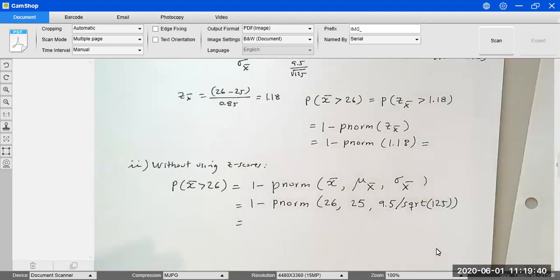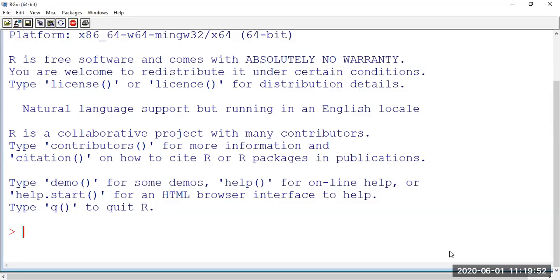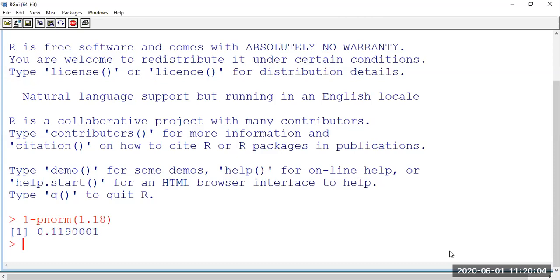So this is the second way to get the answer. Let's use R to find the solutions for this problem. And then one more problem, and then you're going to have a chance to play with these sampling distributions. So let's start with the first case. We only need 1 minus p norm of 1.18. So that is going to be 0.11931. Now that's with the first method.